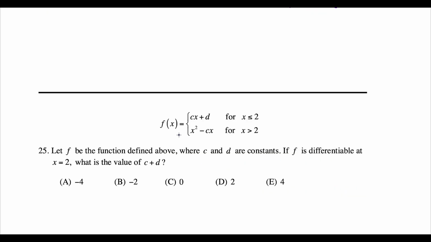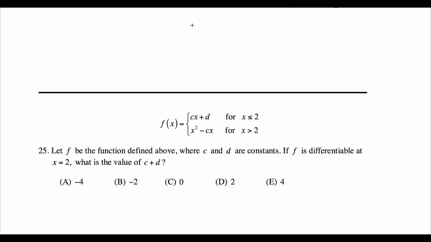For question 25, we're told that f is differentiable at x equals 2, and we want to know the value of c plus d. So we have to know here, for f to be differentiable, it also has to be continuous. And for it to be continuous, the limit on the left side of 2 has to match the limit on the right side of 2.